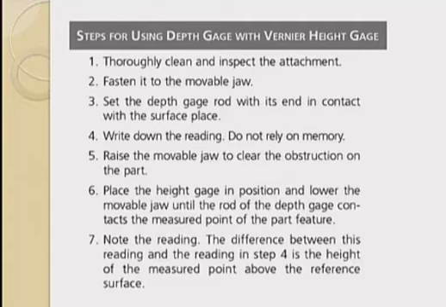Thoroughly clean and inspect the attachment. Fasten it to the movable jaw. Set the depth gauge rod with its end in contact with the surface plate. Write down the reading. Do not rely on memory.